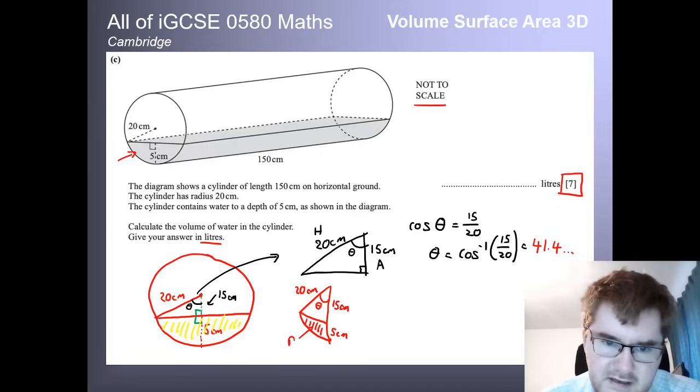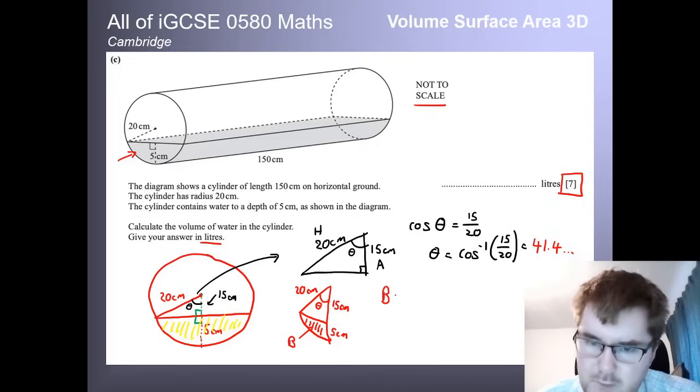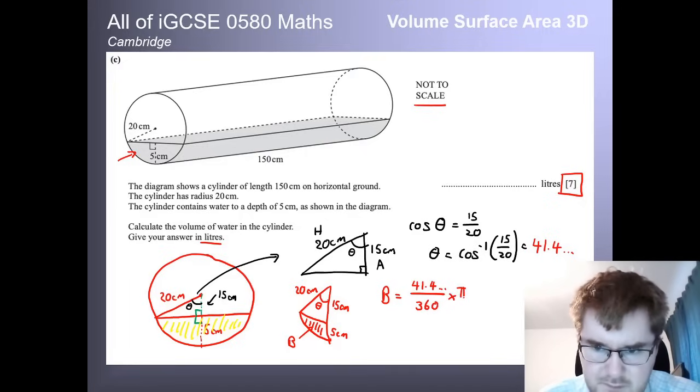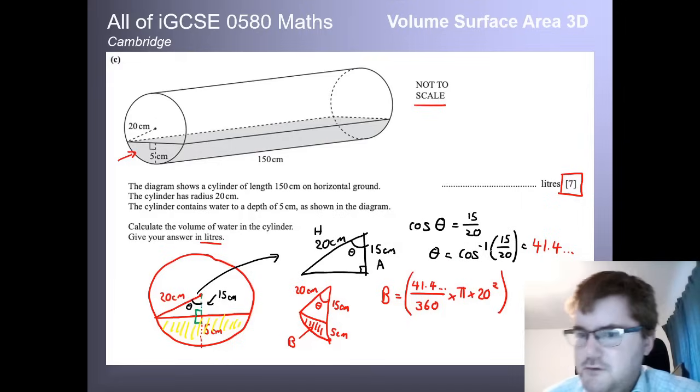Let's call this B, for example. So to work out B, what we need to do is work out the area of the whole sector. Now the way we do this is we take the 41.4 dot dot dot divided by 360 times pi r squared, which is pi times 20 squared. It's the area of the whole sector, and then we minus the area of the triangle.